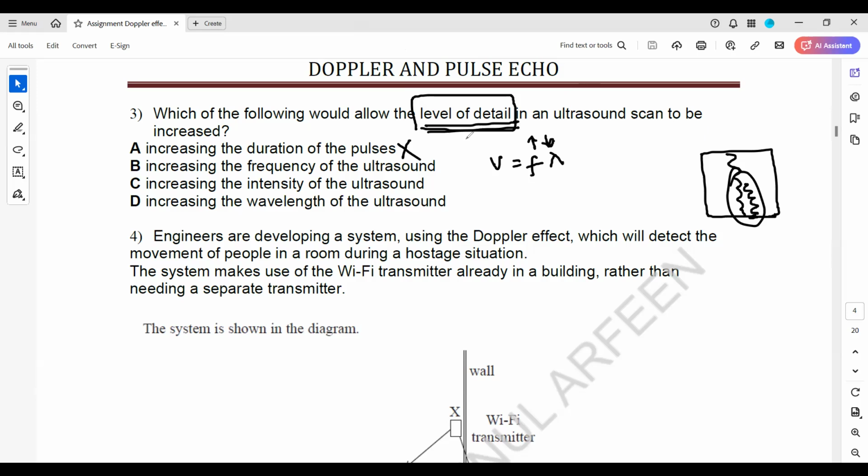But when we say a detailed image, what does it mean? It means we want more points of reflection. And more points of reflection within an object depends on the wavelength. Shorter wavelengths mean more points of reflection.